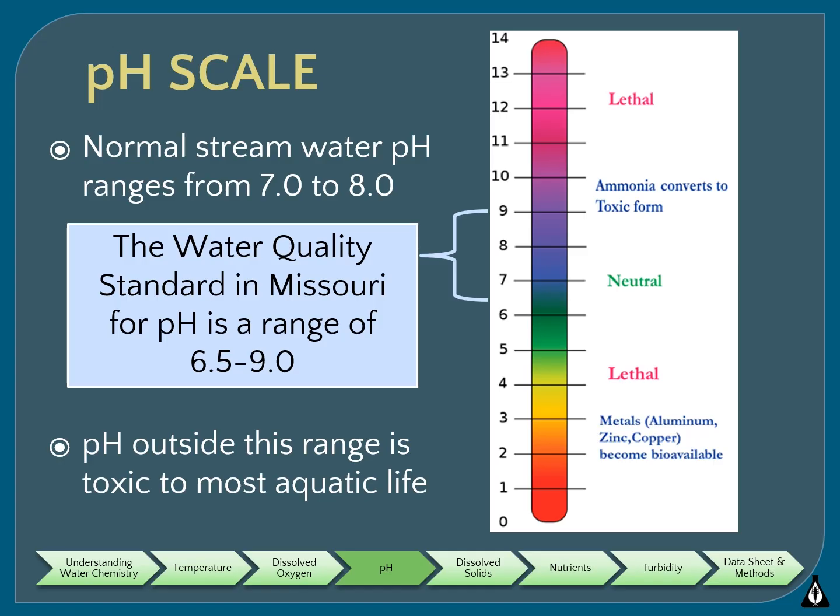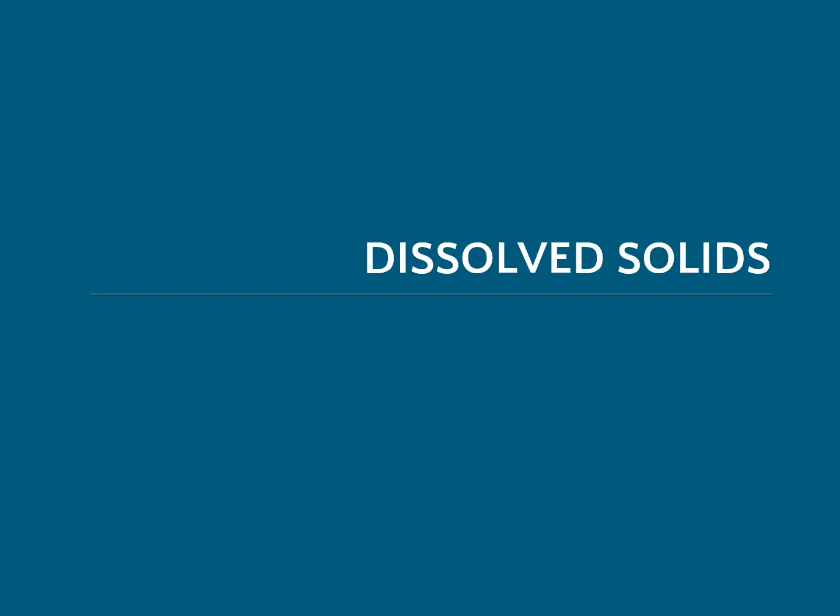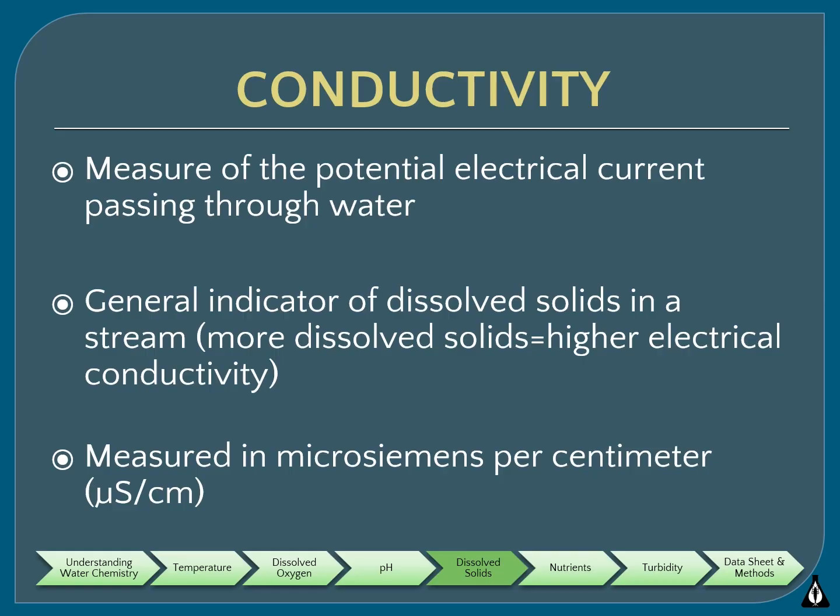Now let's talk about dissolved solids. Conductivity is the measure of the potential electrical current that can pass through water. It's a general indicator of dissolved solids in a stream, where more dissolved solids is going to equal a higher electrical potential conductivity. We measure conductivity in microsiemens per centimeter, represented by the mu symbol, capital S/centimeters.